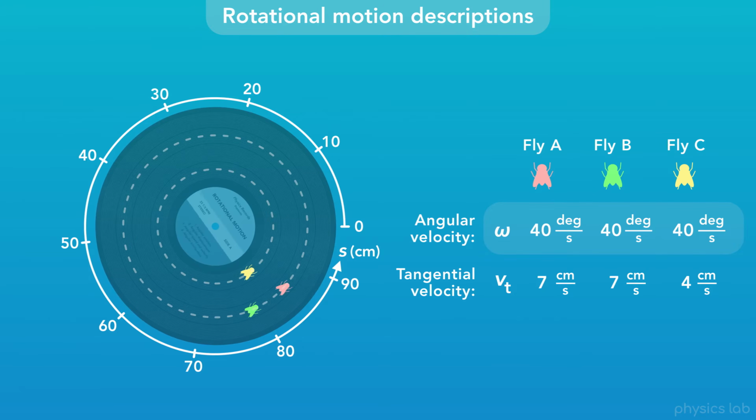Fly C is traveling along a circular path with a smaller circumference, so it's traveling less distance in the same amount of time. But fly A and B both travel along a path with the same circumference, so they have the same tangential velocity. It might seem weird that 2 points on the same object could be traveling at different speeds. Their angular speeds are the same, but because they follow different circular paths in the same time, their tangential speeds are different. This is an important point, so take a moment to think about it.